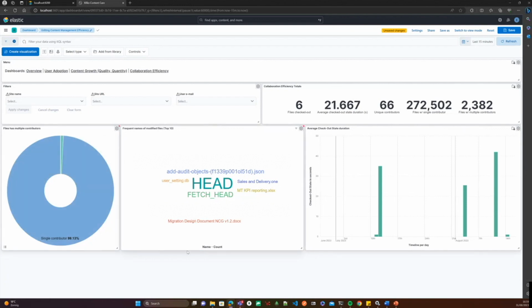We can also show the frequent names of files that are being modified. So this is where most of the collaboration is taking place. And maybe we can identify this as popular content. And if we need to improve the user engagement or the collaboration, we could try to replicate the format of this content across the rest of the environment so that people are more likely to engage with it.